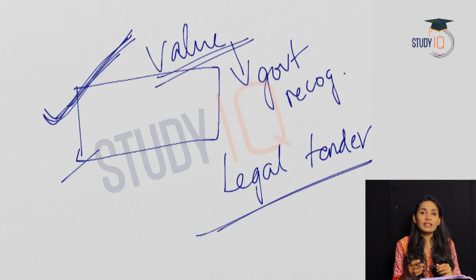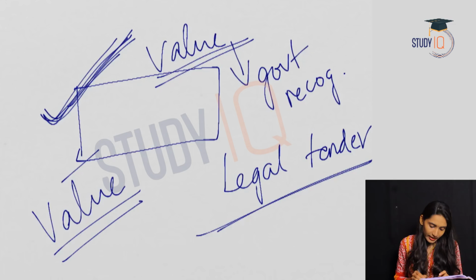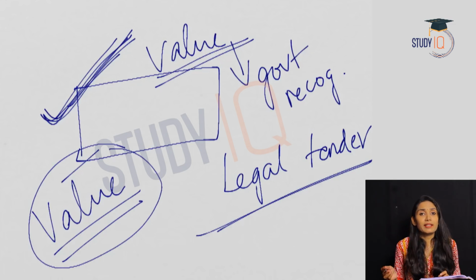So when the government cancels the legal tender status of currency, what happens? The currency loses its value. It becomes merely pieces of paper. It cannot be used in transactions or as a medium of exchange. So that is exactly what happened during the demonetization period.